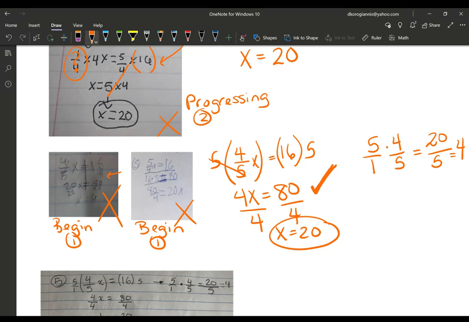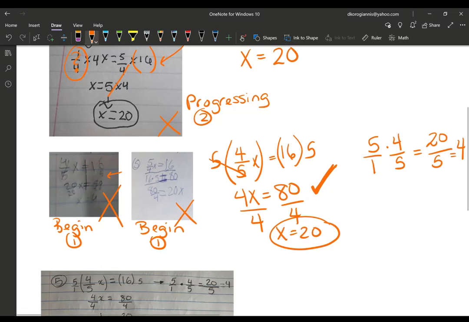Anyway, if you see progressing, that's good. Progressing is good, and so is beginning. You don't want to be at a not yet. Okay, so beginning or progressing, you're good. Where you want to be is at a 3, which is meeting expectations, or a 4, which is exceeding expectations.